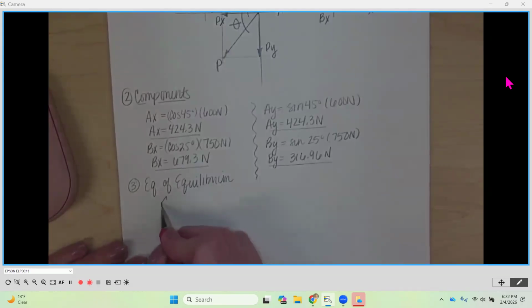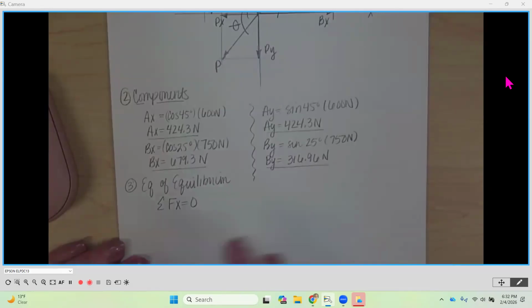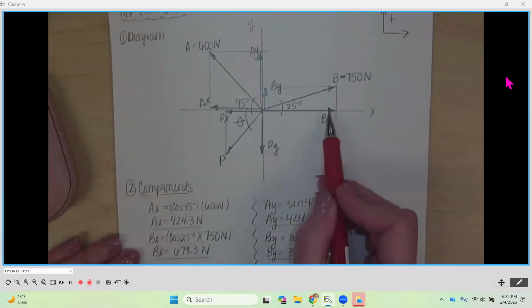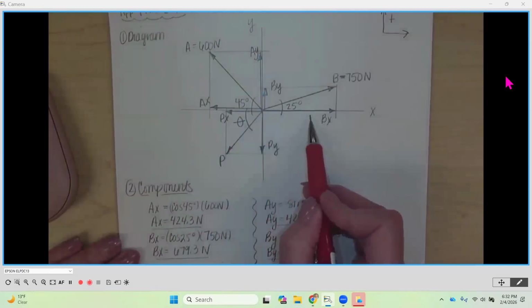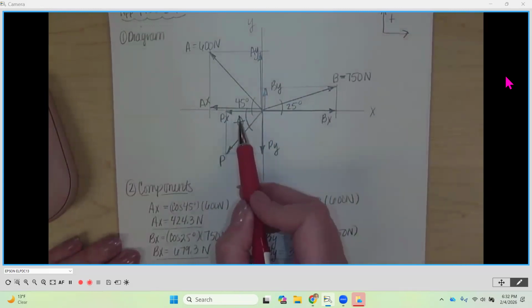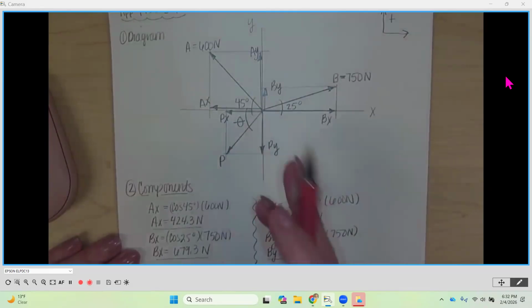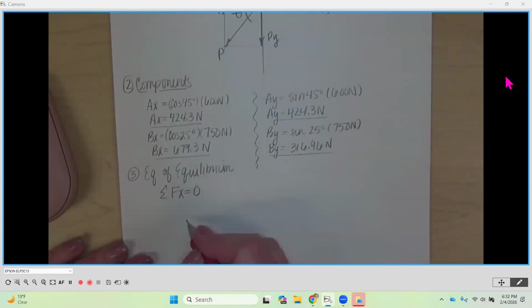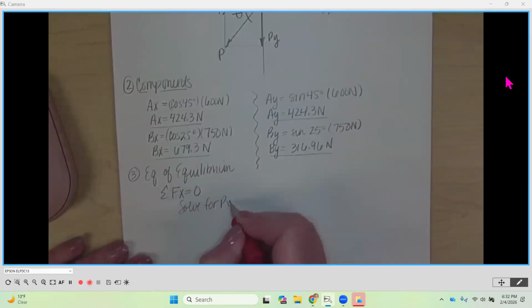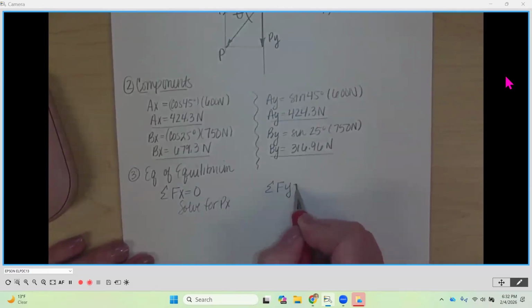So equations of equilibrium are going to be sum the forces in the X equals 0. You're going to go back up here and look at what is on the X axis. This time you will include PX. You will be able to solve for PX. It'll be the magnitude, and that'll be your only unknown in that equation. Then you're going to do the very same thing for sum the forces in the Y.